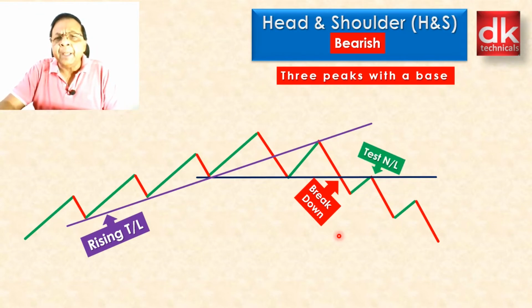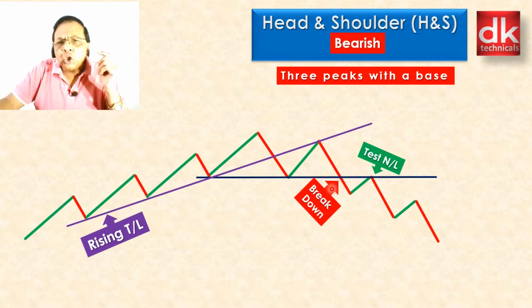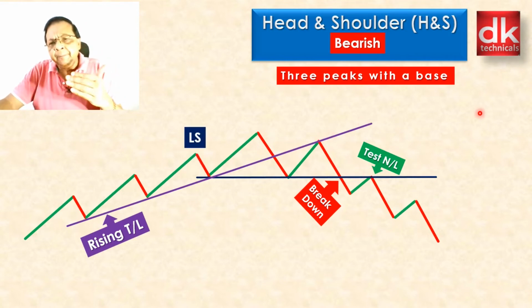So friend, this is the neckline which has been tested and is the right point to short the market. However, an aggressive trader shorts here and sets the stop loss above the right shoulder. So this is how you decide to trade.